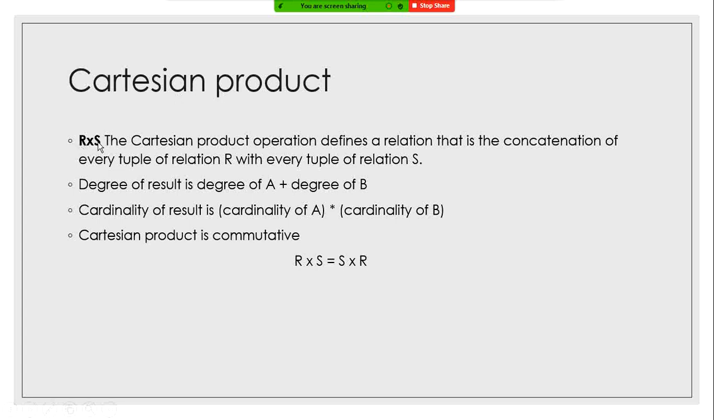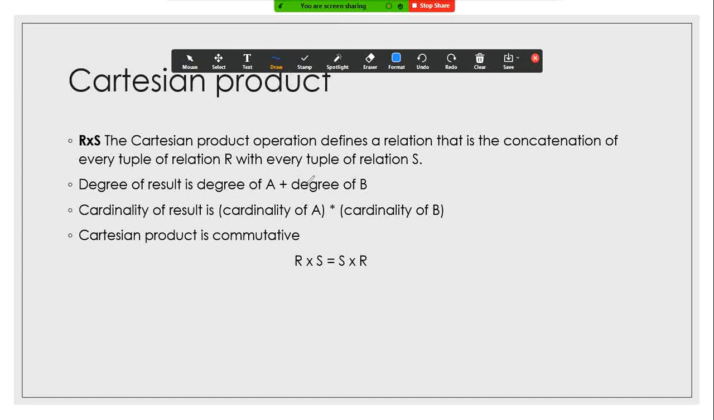So R cross S is the Cartesian product, that is the concatenation of every tuple of relation R with every tuple of relation S. So when we apply Cartesian product or when we multiply 2 tables R and S, the resulting table will include the combination of all the tuples of relation R with every tuple of relation S. The degree of result is degree of A plus degree of B.